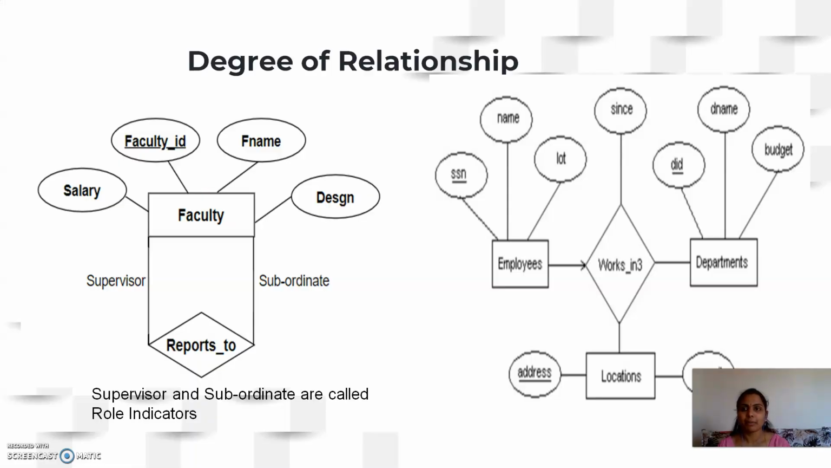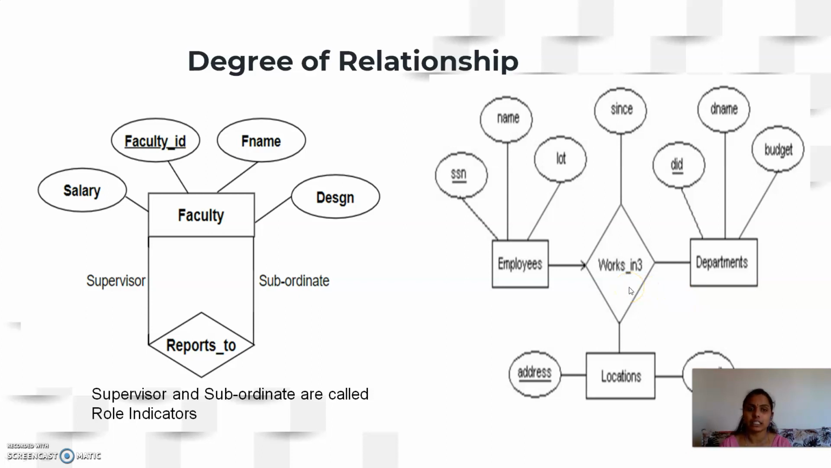So as an example, the first one here is the unary relationship. Here faculty is an entity and reports to is a unary relationship, because a faculty who is a subordinate may be reporting to a supervisor, but both the supervisor and subordinate are faculty members only. So their properties are the same. So here we are making use of a unary relationship to represent this. And supervisor and subordinate are called role indicators, and using role indicators in a unary relationship is mandatory.